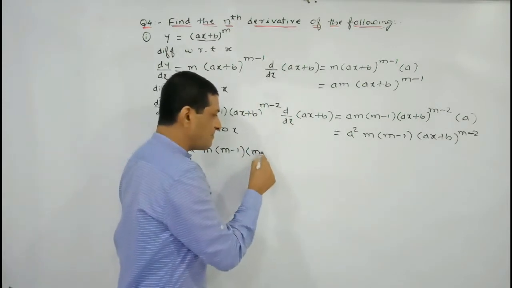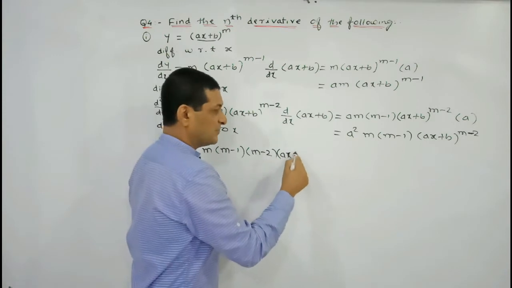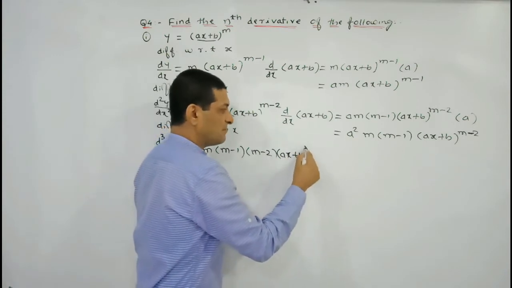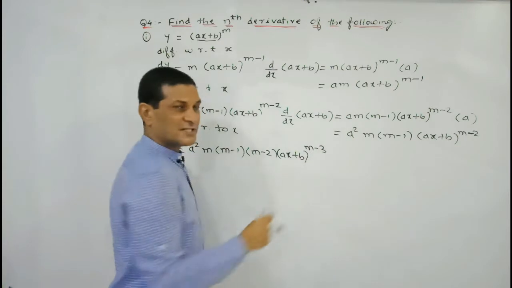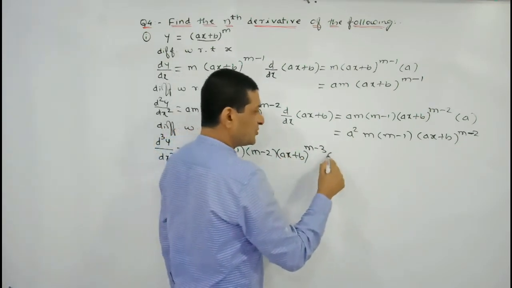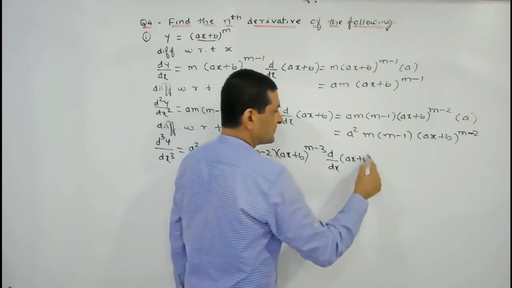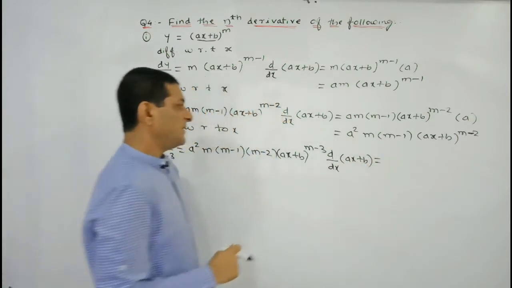What is the power? m minus 2. We have taken it as a coefficient. Now decrease its power by 1. What will the new power be? Is it m minus 3? Yes. If we are decreasing the power by 1, the new power will be m minus 3, into the derivative of f of x, meaning the derivative of ax plus b.